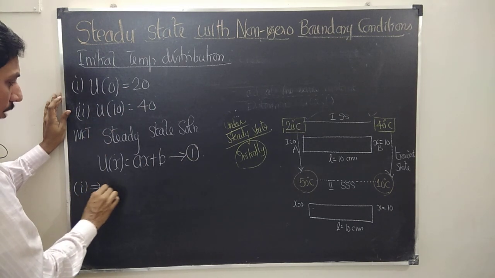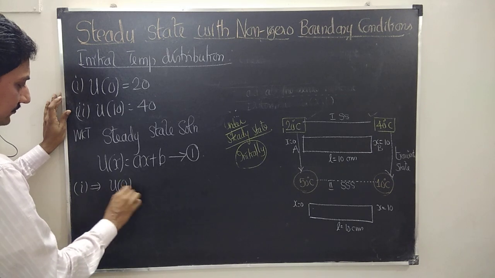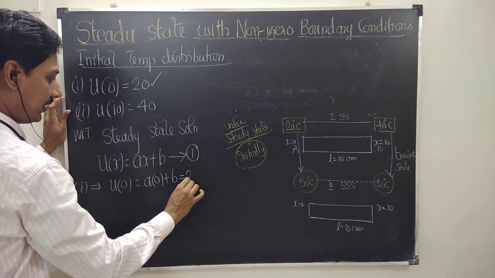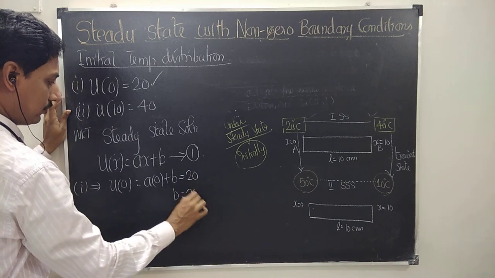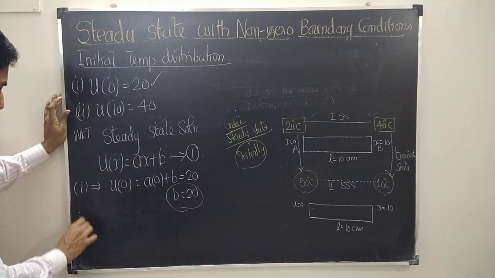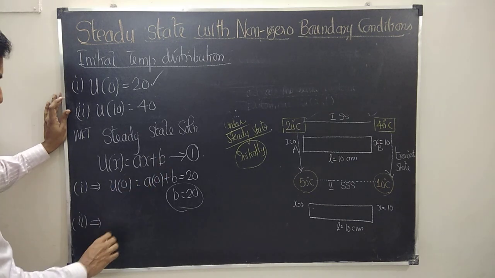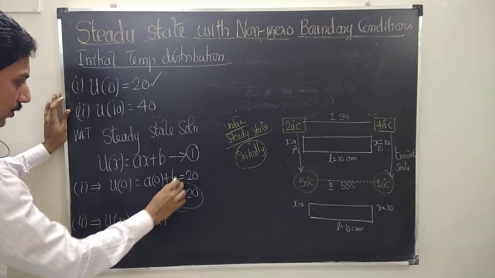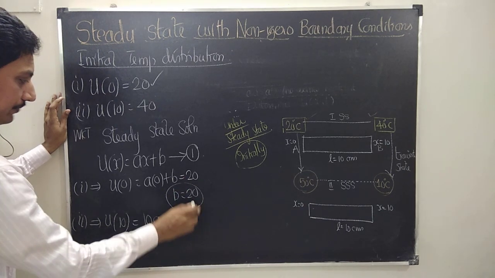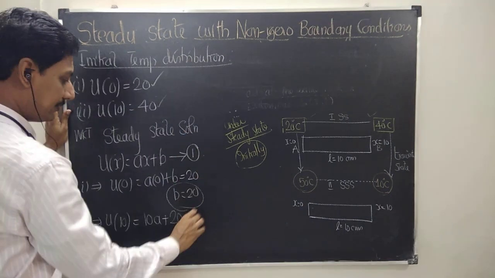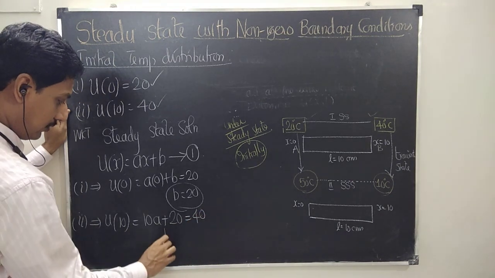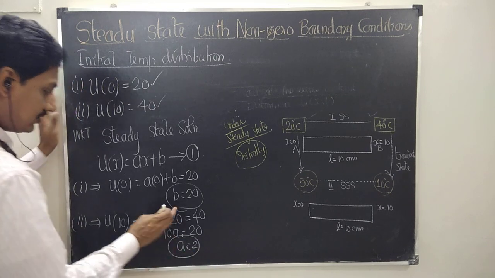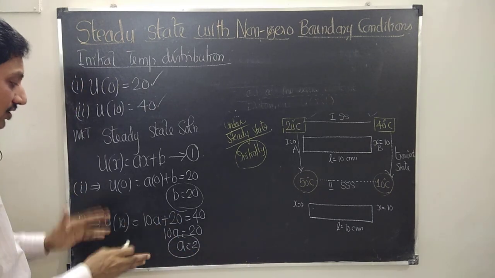By using condition number 1 in equation number 1, we get u(0) = a·0 + b, and the temperature is 20 at that time. So from this we get b = 20. Now use the second boundary condition in equation number 1. We get u(10) = 10a + b, and from the previous step b = 20. At that time the temperature is 40 at the right hand side. So we get 10a = 20, otherwise a = 2. So this is the a and b value initially.